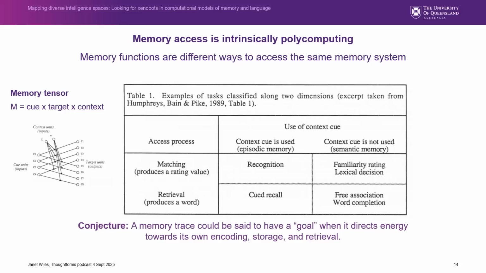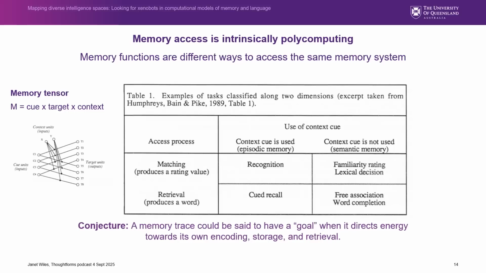Cued recall is where you have to produce it. So someone says, what's your phone number? And you have to come up with, in a memory system, it would be a full vector, not just a yes/no answer. A familiarity rating or a lexical decision can actually be independent of a context, so it's averaged across all possible contexts or calculated across contexts. And then free association is where you're not giving a specific cue, you're just asking when you think about breakfast, what do you think of?